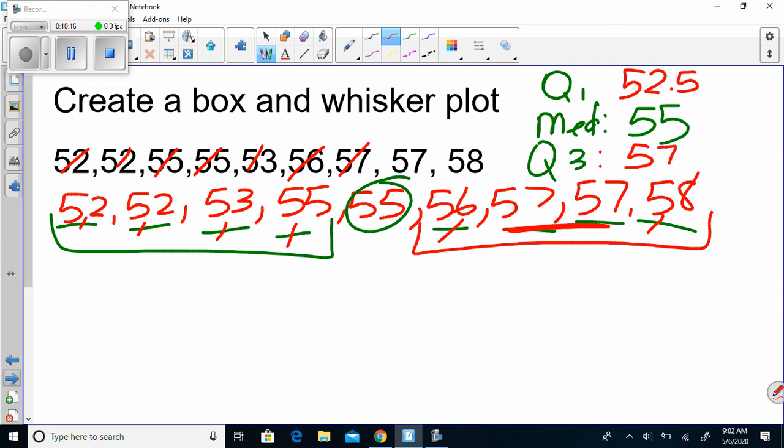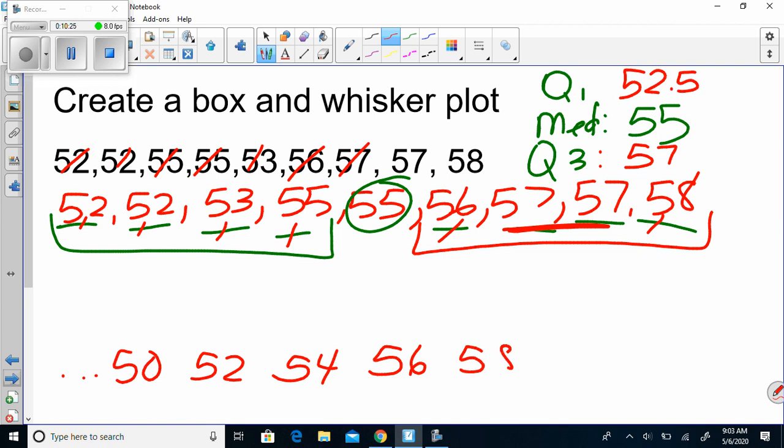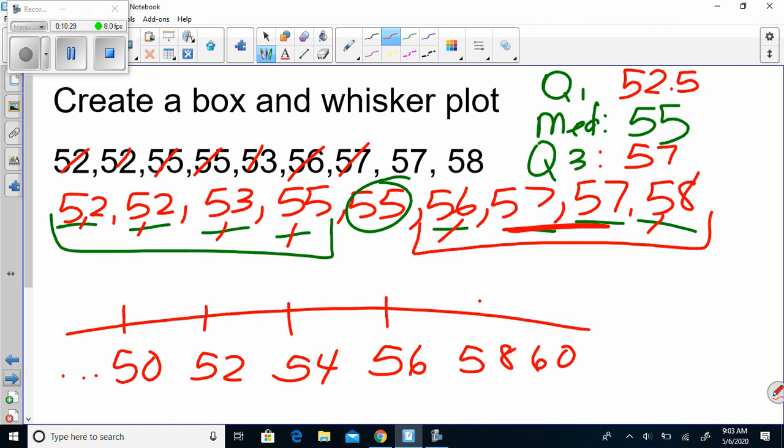Again, I'm just going to go by 2s, but I'm going to start at 50. 50, 52, 54, 56, 58, 60 with my number line. It's important that our number line shows exactly where we're at. So, if I start up here, my Q1 is 52 and a half. That's about right there. My median is 55. There it is. My Q3 is 57 right there.